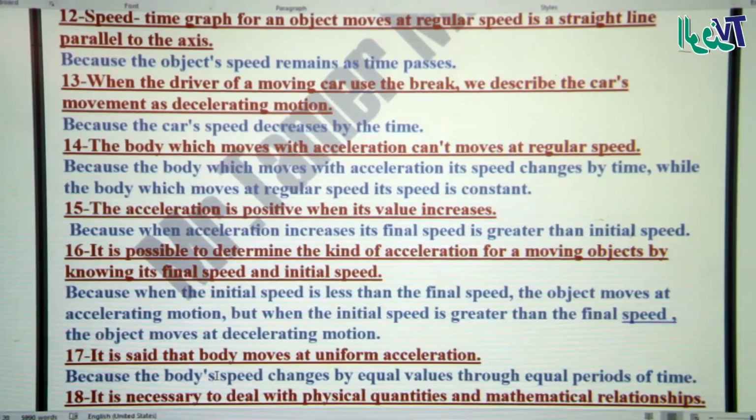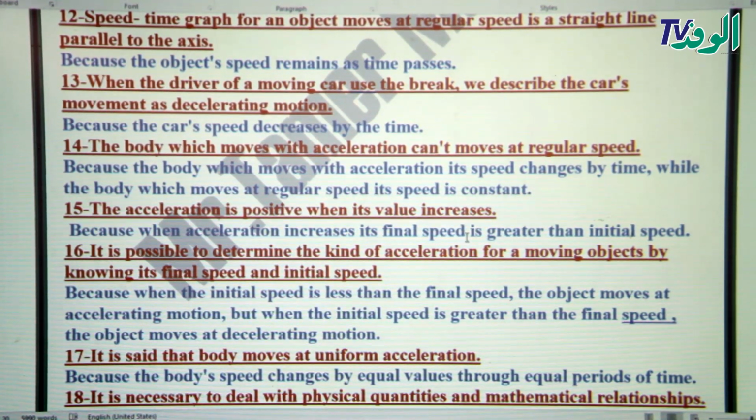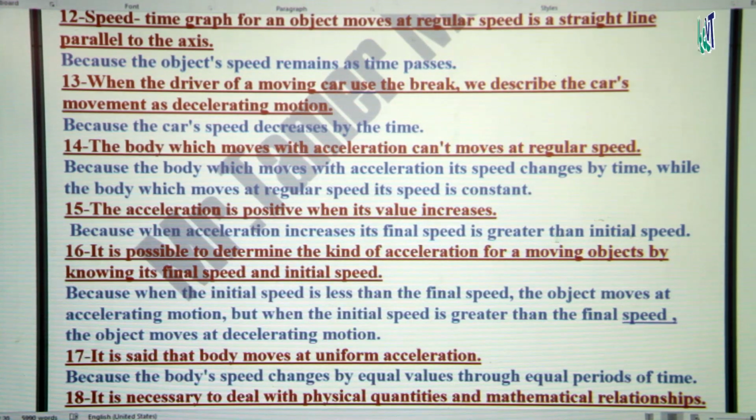Another question on the acceleration. The acceleration is positive when its value increases. Why? Because when the acceleration increases, its final speed is greater than its initial speed. The final speed is always greater than the initial speed.